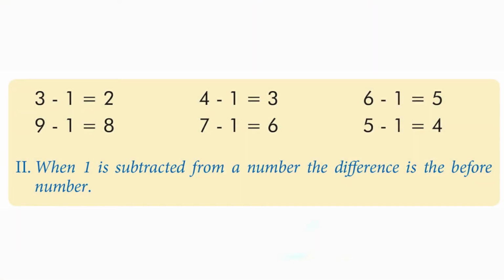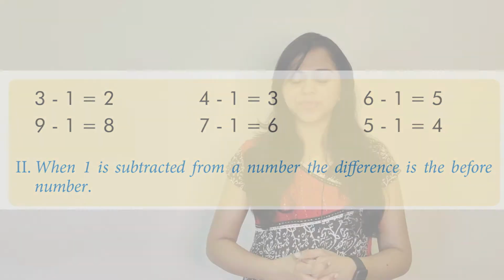Now the next one. The next interesting fact is when 1 is subtracted from a number, the difference is the number before it. Okay? For example, 3 minus 1. If we have 3 minus 1, the answer would be the number before 3. What is the number before 3? It is 2. In the same way, if we have 2 minus 1, then it would be 1. Very good. And then if we have 4 minus 1, it would be the number before 4, that is 3.